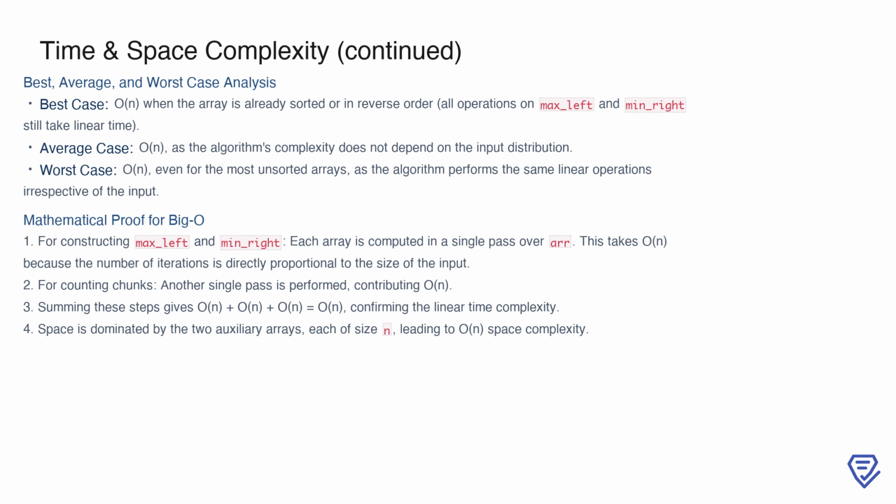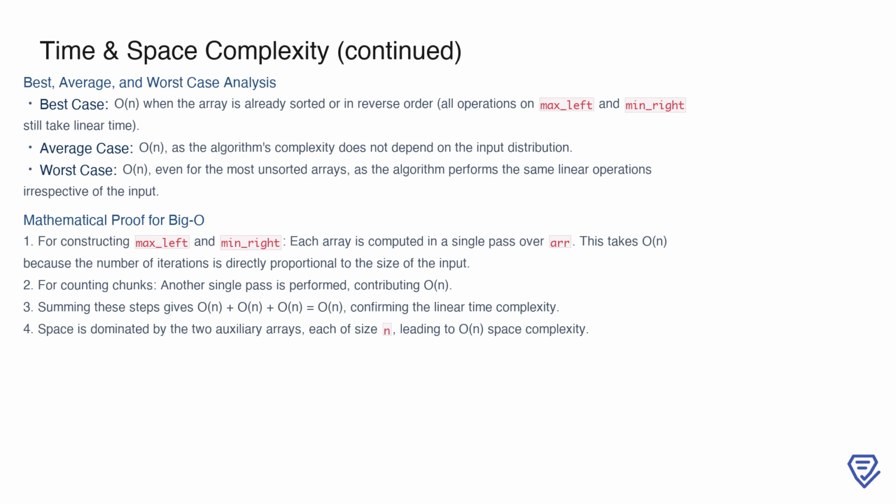To understand this solution's performance further, we examine the best, average, and worst-case scenarios. In the best case, when the array is already sorted or reverse sorted, the operations to compute max_left and min_right still require linear time, resulting in O(n). In the average case, the algorithm remains O(n), as its complexity does not depend on the input's distribution. Even in the worst case, for highly unsorted arrays, the algorithm performs the same linear operations, ensuring a time complexity of O(n).